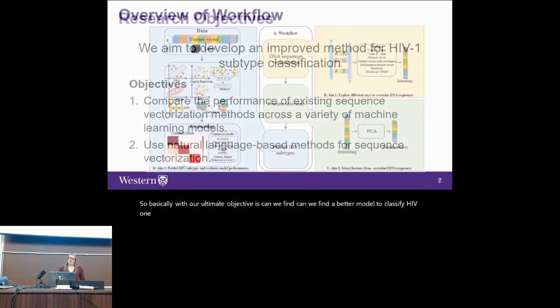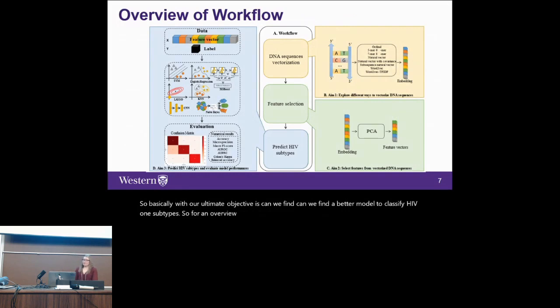So for an overview of our work, so we start with, oh, I guess we can't see. Okay, so I'll direct your attention to the yellow panel. So we have basically our sequences, and we use 10 different vectorization methods. So we use k-mer-based, natural vector-based, as well as natural language processing.